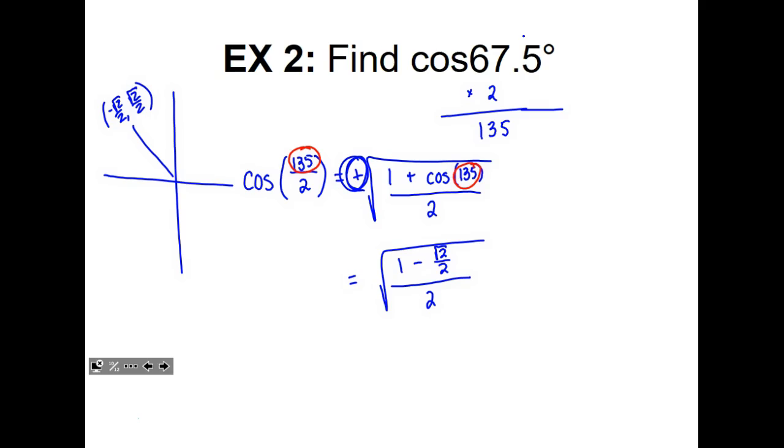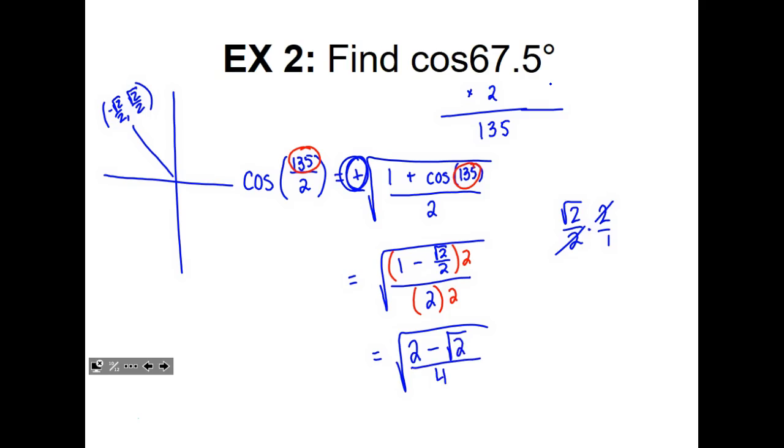So, what could we do so that we don't have a fraction inside of a fraction here? Multiply by 2 on top and bottom of that fraction. So that will give us 2 minus, the 2's just cancel here whenever we do square root of 2 over 2 times 2, right? Those 2's just cancel. So we'll have 2 minus the square root of 2 all over 4. And then square root of 4 is 2. So this one will probably look like this: 2 minus square root of 2 all over 2.